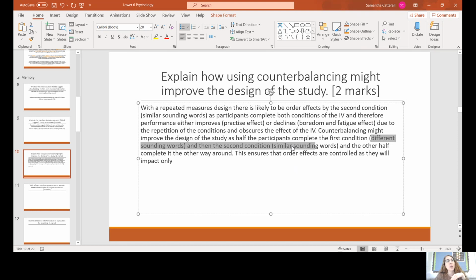But for group B, they're going to do it the other way around. So their order effects are going to have an impact in the different sounding words condition because they do that one second, which means that half of the participants are affected in the different sounding group and half of them are affected in the similar sounding group, which means that they'll balance out. So it won't make a difference because any change in one, there's also a change in the other group, which balances it. So you cannot say that counterbalancing removes order effects. It doesn't. The order effects are still there. They're just impacting the conditions equally so that they're affecting them both so that they balance out. Maybe I should put that actually.